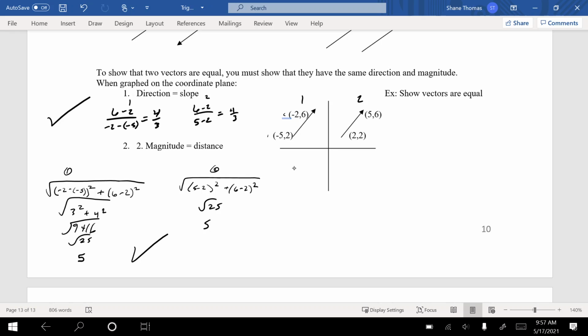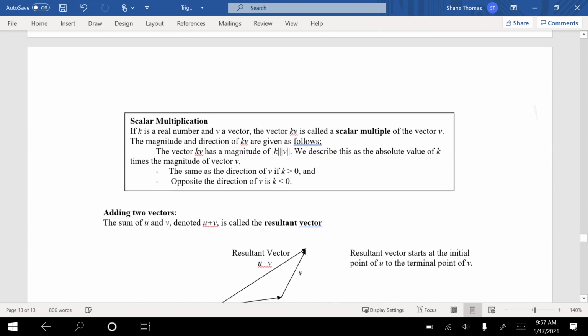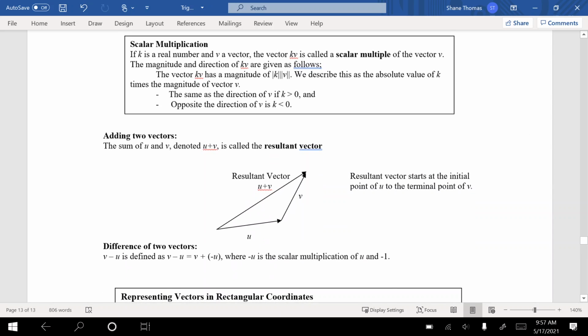All right, so that was just looking at vectors and how to show that they're equal and those types of things. Next thing we have is called scalar multiplication. If k is a real number and v is a vector, kv is called a scalar multiple of the vector v. Basically, all it does is take the length of it and double it if you multiply by 2. If you multiply by 3, you triple the length of it. This is essentially all that goes on for that.